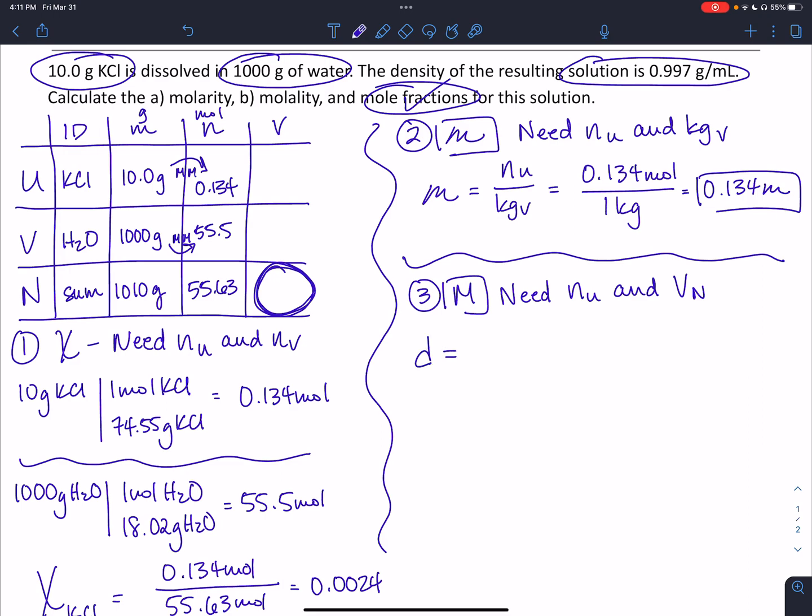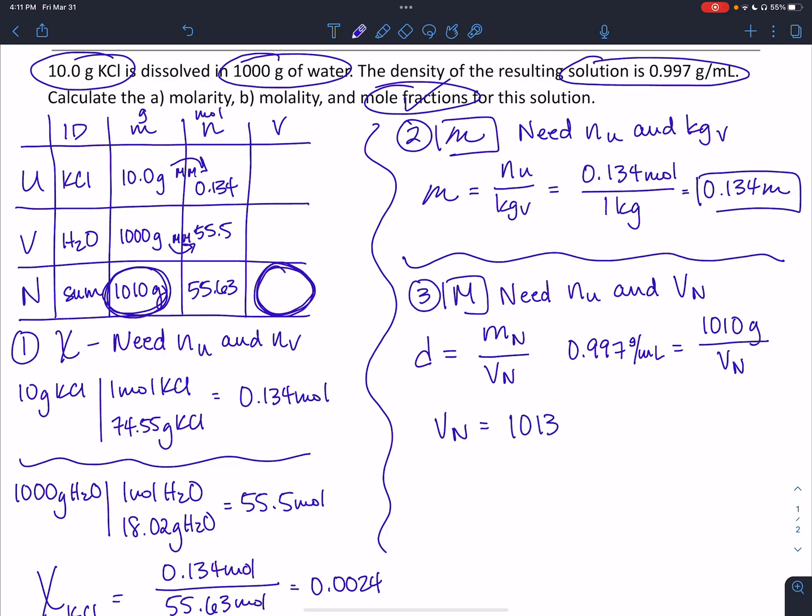Remember, density of a solution is the mass of the solution divided by the volume of the solution. If I look at my table, I know the mass of my solution. So I can say that density value, 0.997 grams per milliliter, is going to be equal to the mass of my solution, 1,010 grams, divided by the volume. And then I can solve for the volume. So the volume of my solution here is going to be 1,013 milliliters.